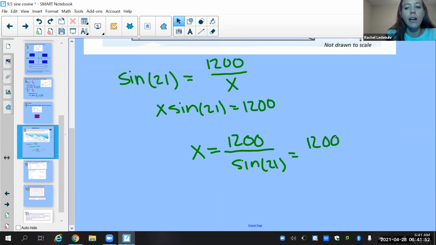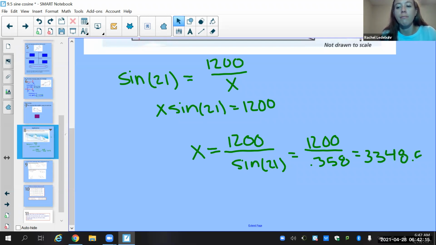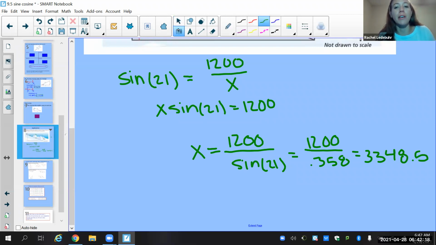Pull out your number crunching machine. The sine of 21 is 0.358. So 1200 divided by that, we get 3,348.5 as our answer. So we can still do application problems with SOHCAHTOA with that sine and cosine piece of it. And I think that was in feet. Beautiful. Nice job. Let's pull this all together.